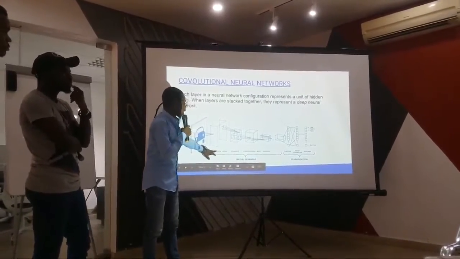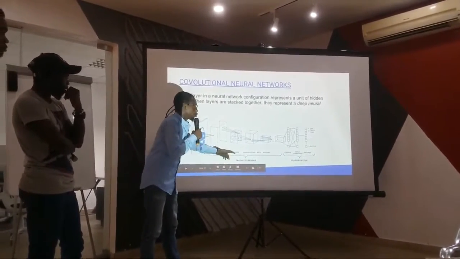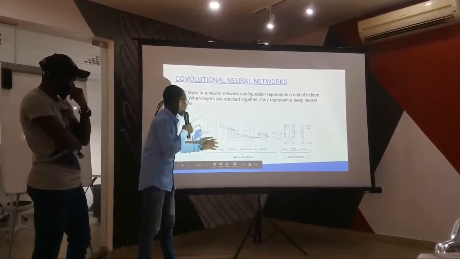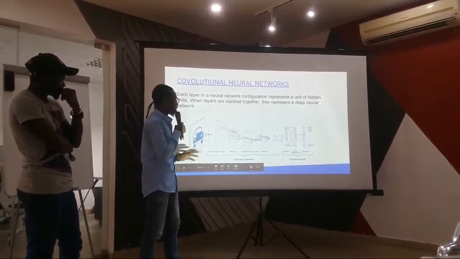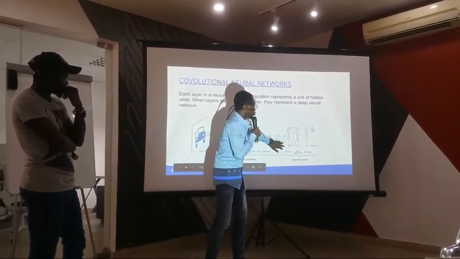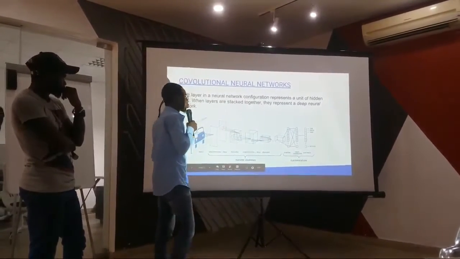Then comes pooling, which outputs a tensor. Depending on the pooling you are using, whether average, max, or sum pooling, it reduces the dimensionality. After this, the tensor is flattened and passed to a fully connected layer. The fully connected layer is just like your multilayer perceptron.